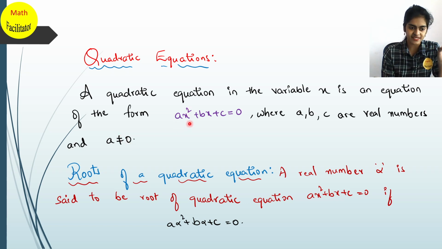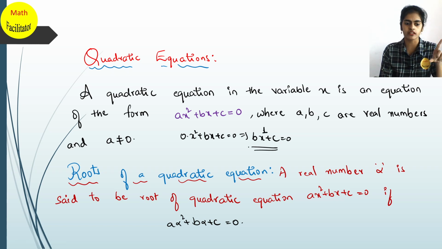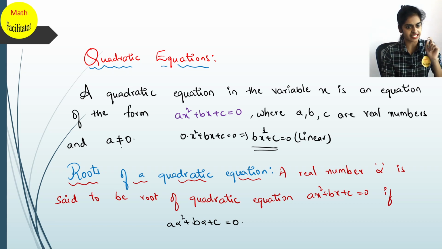Why? If this particular a is equal to 0, then what happens? Just see here, if this a is 0, so this becomes 0 into x square plus bx plus c equals to 0, which means it is nothing but bx plus c equals to 0. So here you can see the degree of this is 1. Okay, the degree of this equation is 1. So this becomes a linear equation. So it is no more a quadratic equation. So hence the condition that a should not be equal to 0 is very, very necessary.